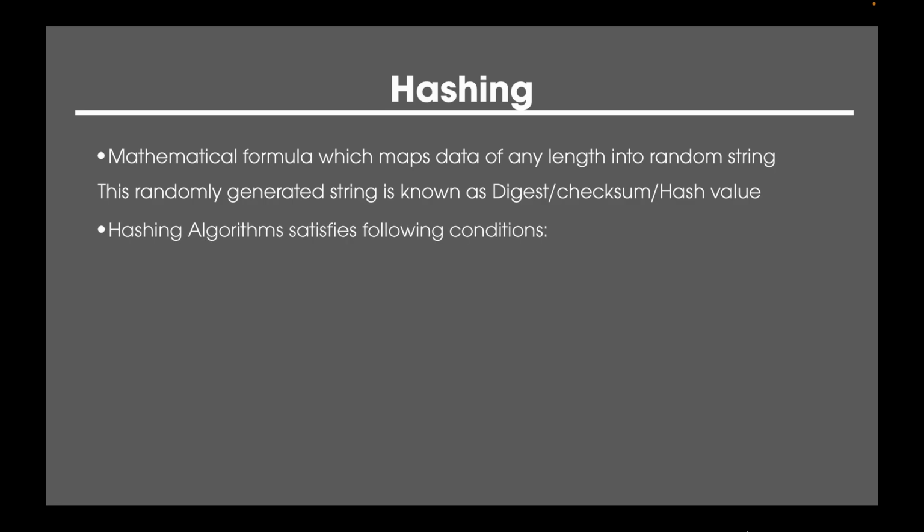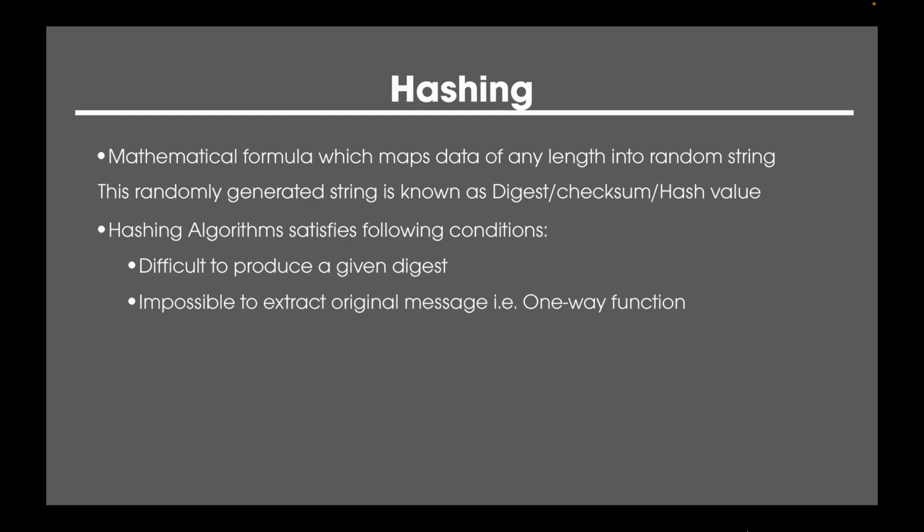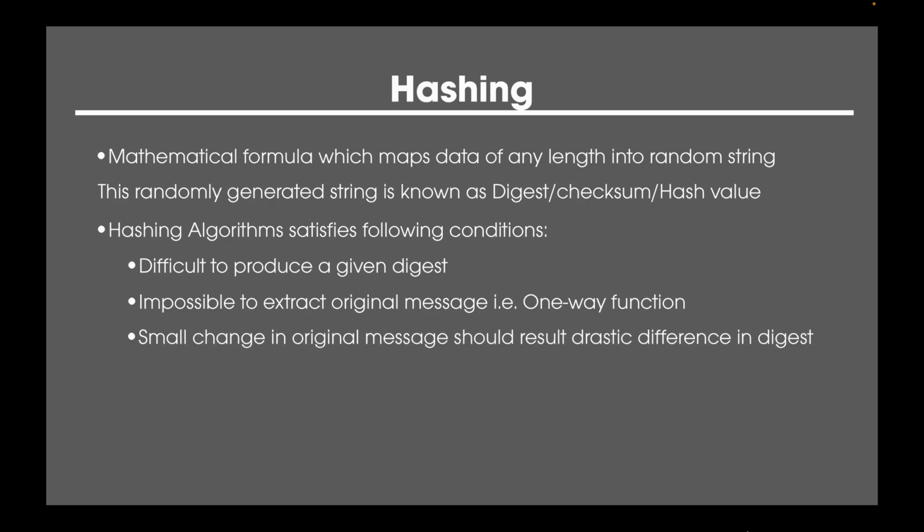From the example, we can observe the following key properties of hashing function. First, it is highly unlikely for two inputs to produce the same hash value. This is known as collision resistance. Second, hash functions are designed to be irreversible, meaning it is computationally infeasible to retrieve the original input from the hash value.